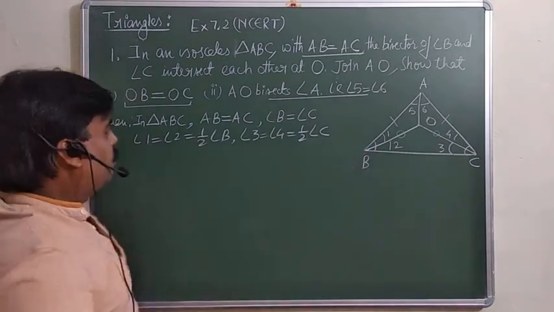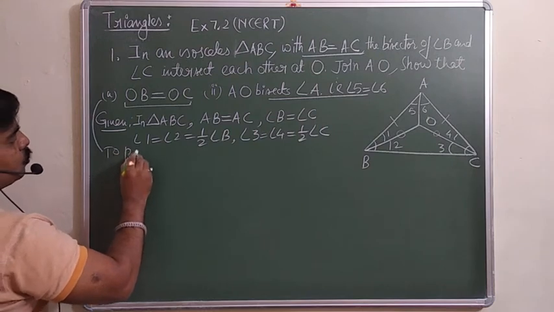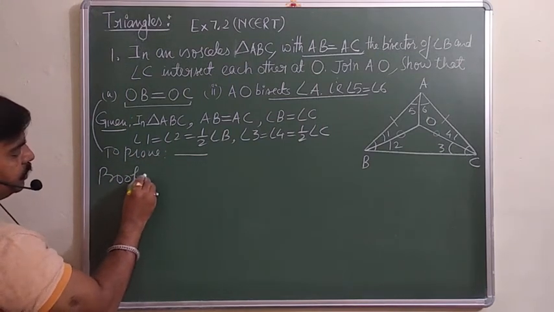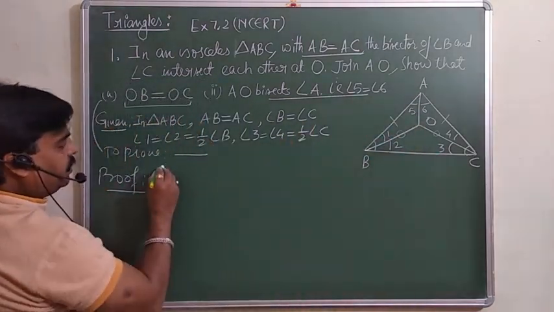So look here now. This is the information given. What you want to prove is here. You want to show that. You must write it down here. So now the proof is, you can see, in triangle ABC. In triangle ABC.